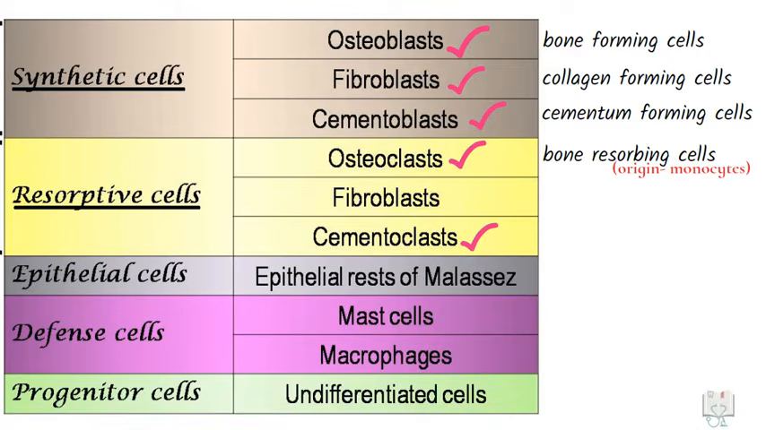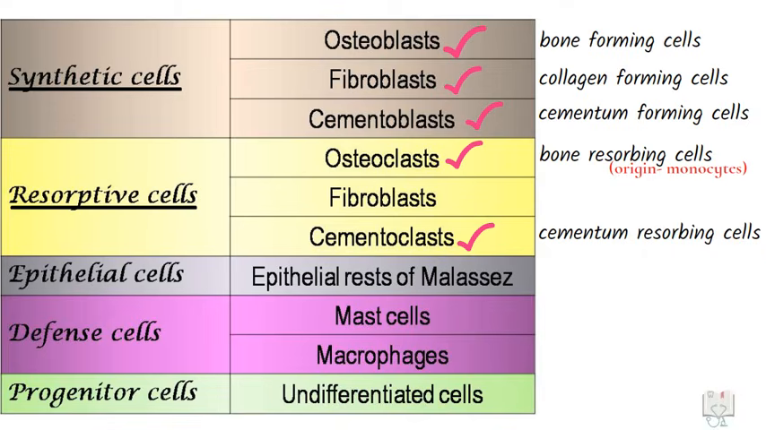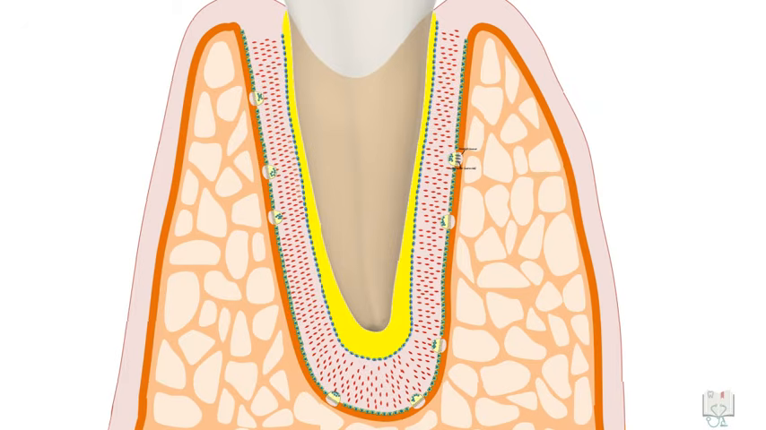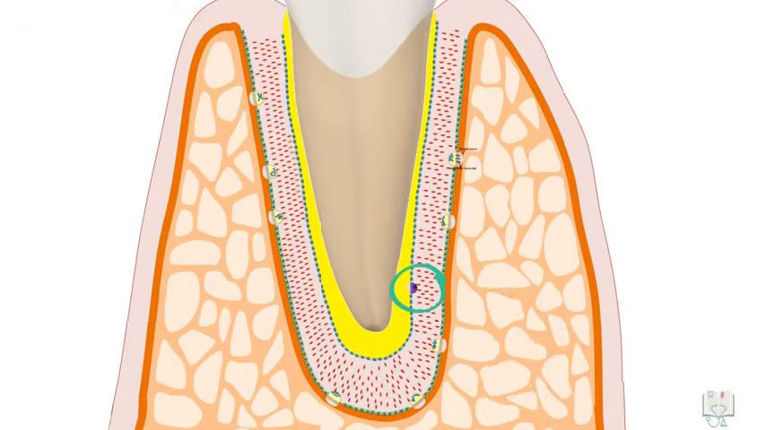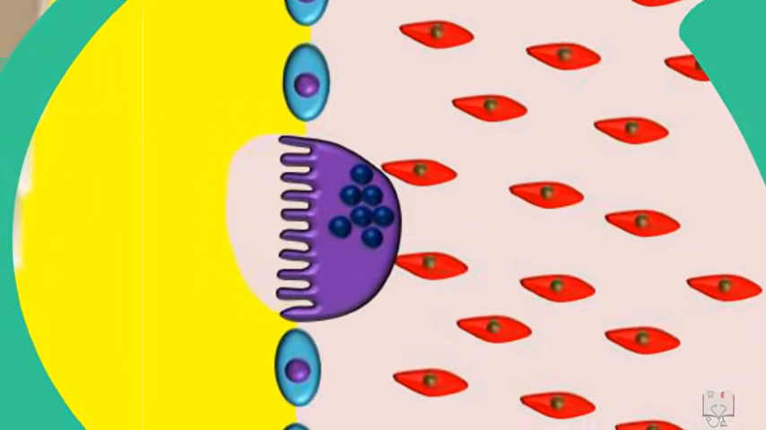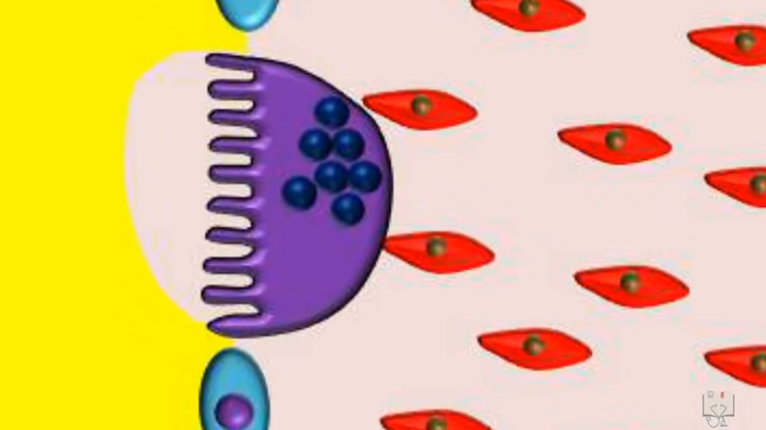Cementoclasts. Cementoclasts are cementum resorbing cells which develop from monocytes. In the periodontium, they are present on the surface of cementum. Now, cementoclasts are not that commonly seen as, unlike bone, cementum is not remodeled continuously. But just like osteoclasts, they are also multinucleated giant cells but only smaller in size.